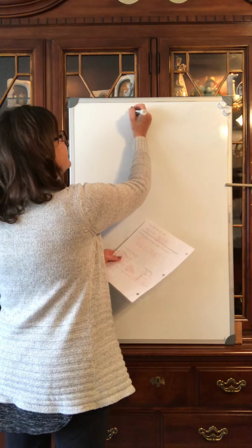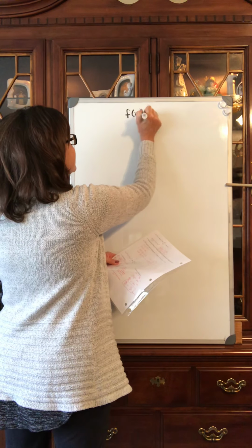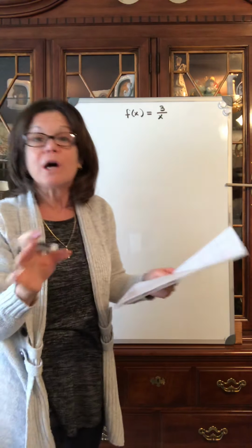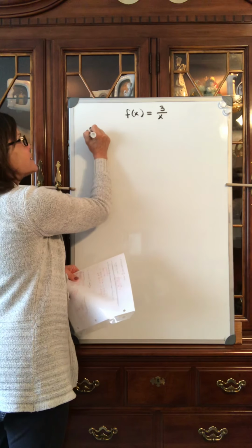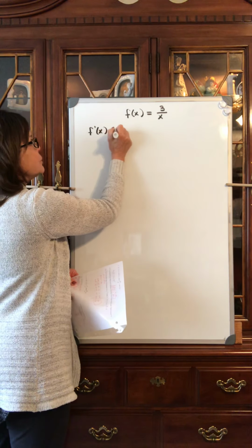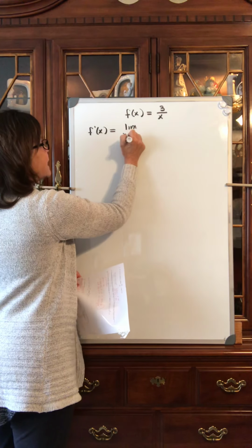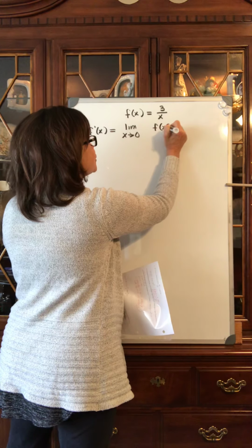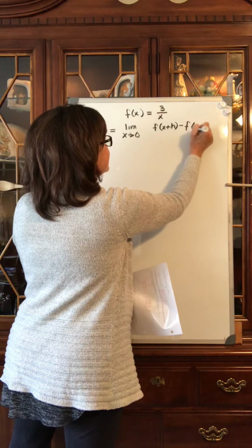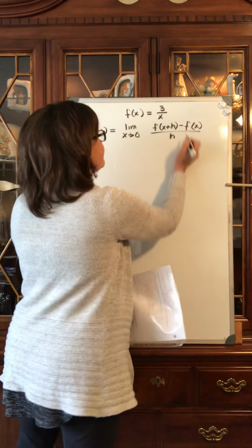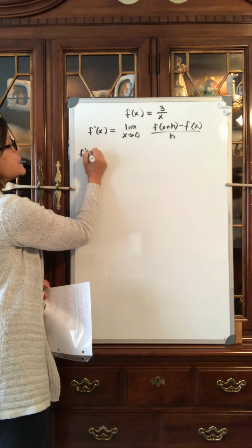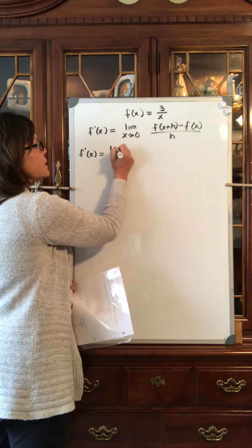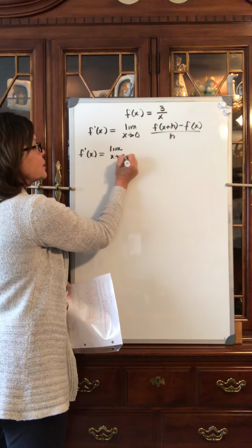So we're finding the derivative of the function f of x is equal to 3 over x by definition. So this is the long limits way to do it. So f prime of x, the first derivative, is equal to the limit as h approaches 0 of the difference quotient, which is f of x plus h, minus f of x over h. Now, I alluded to this quite a few times during the limits chapter. You keep your limit notation until you're done simplifying the function.